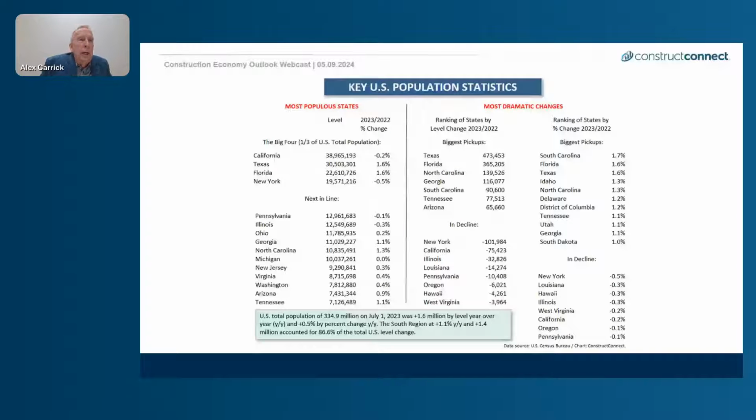Now, among the states, there are 4 states that account for really the bulk of the resident count. 1 in 3 Americans lives in either California, Texas, Florida, or New York. And it's Texas and Florida where there are very significant increases in population, 1.6% compared to that 0.5% for America as a whole. And in California and New York, there are actually declines in population. So Florida and Texas are right up there. The only other state with a faster rate of increase in the past year was South Carolina at 1.7%.